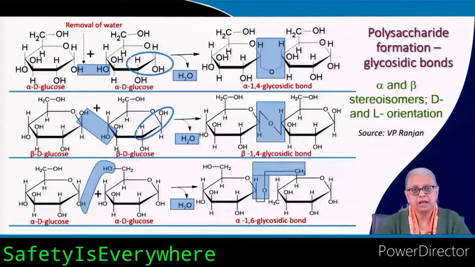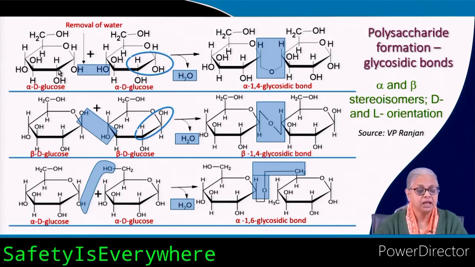So here we have the formation of polysaccharides. Now, how do these polymers of sugars form? There are three basic bonds. These are all glycosidic bonds. Glucose molecules will bond together in different ways. There are three types of glycosidic bonds shown in this particular slide.